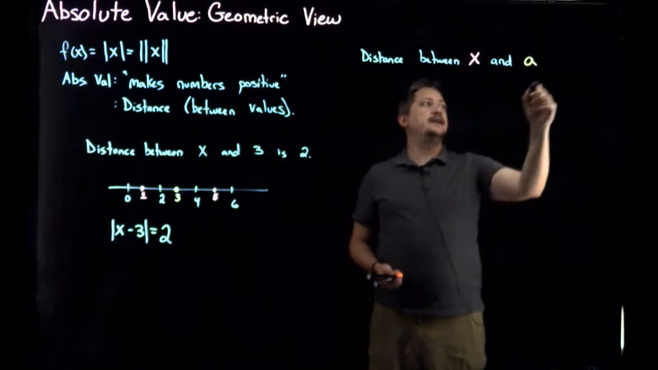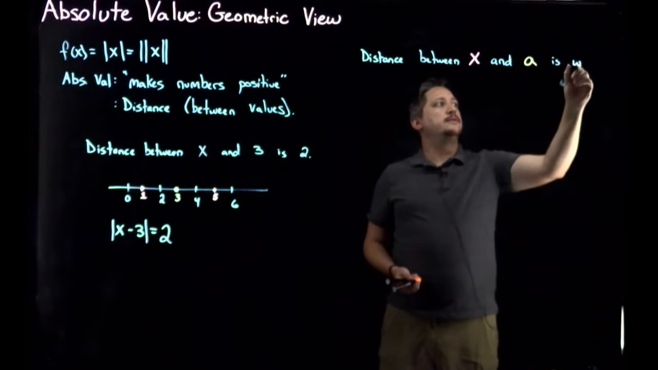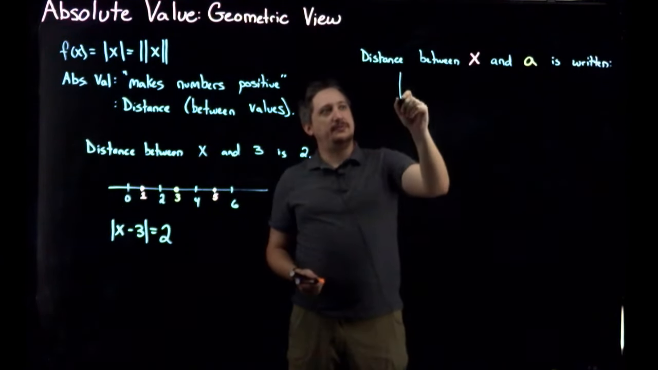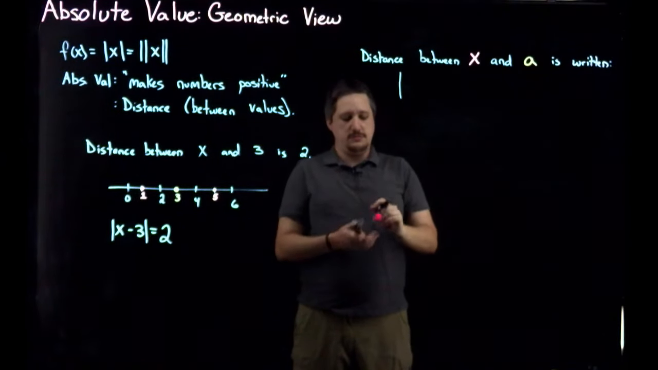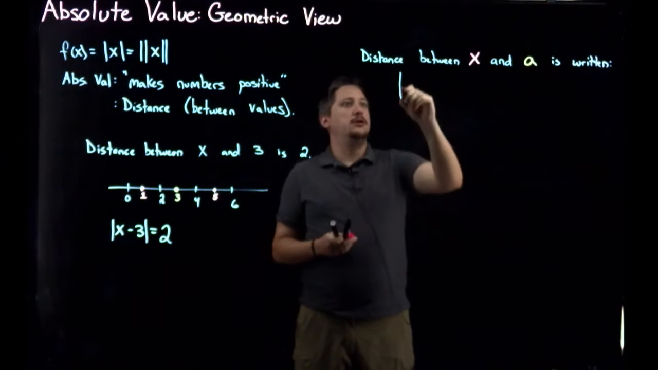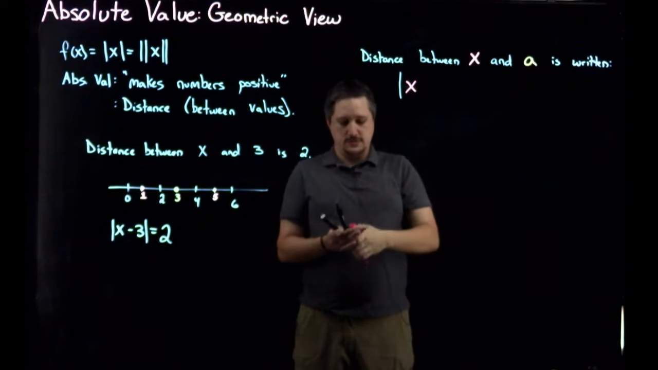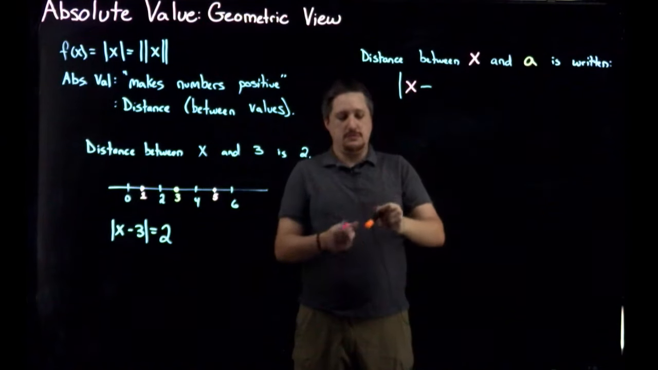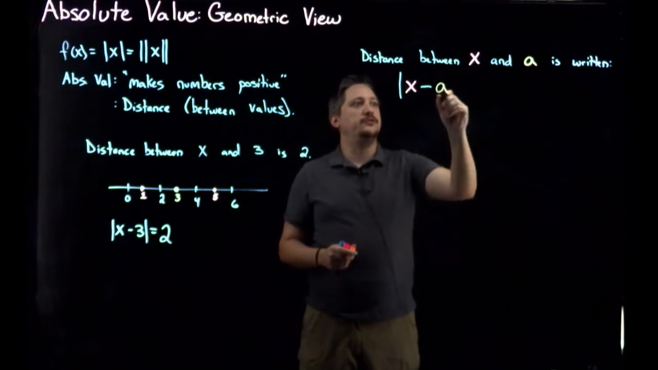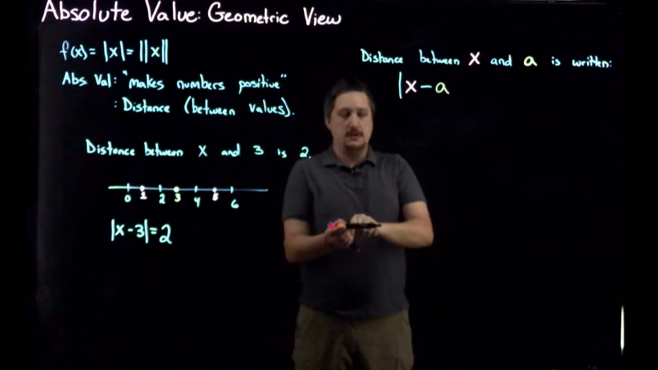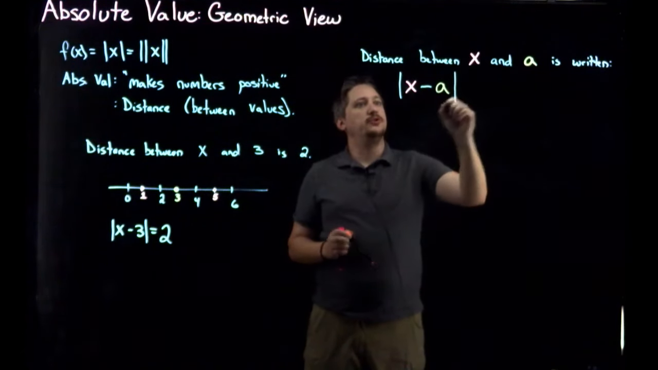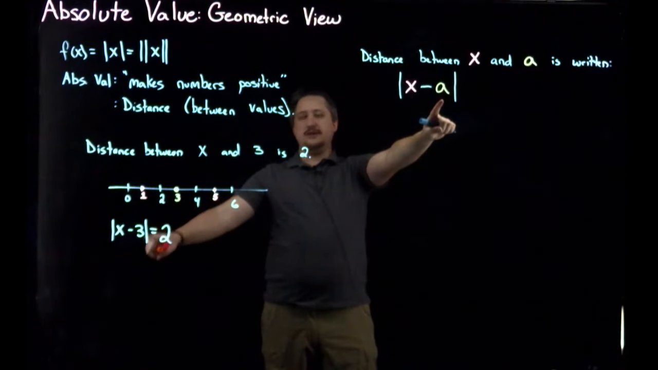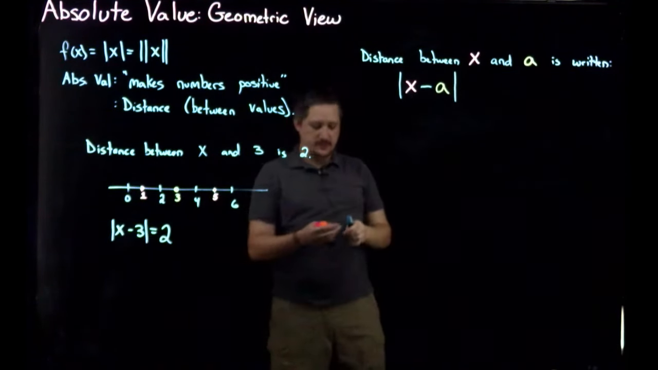So the distance between x and a is written as the absolute value of x minus a, close. So again, the same idea, right? We had x minus the point 3, and here is now this more general a thing, right?